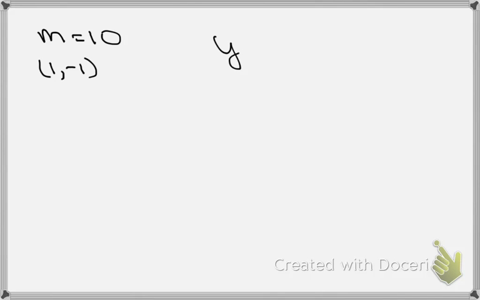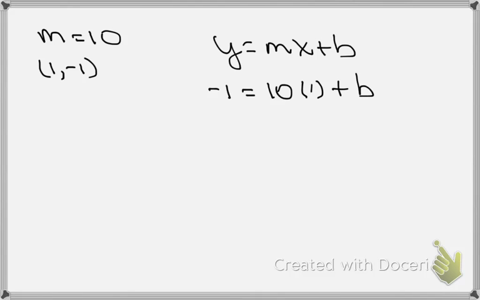So I know that y is equal to mx plus b. There are many ways you can find the equation of a line, such as using the point-slope formula. So I know from this that when x is 1, y is minus 1. So minus 1 is equal to, and then the slope is 10, so m is 10, and x is 1, plus b. I can subtract 10 from both sides. I have minus 11 is equal to b. So I found the intercept.